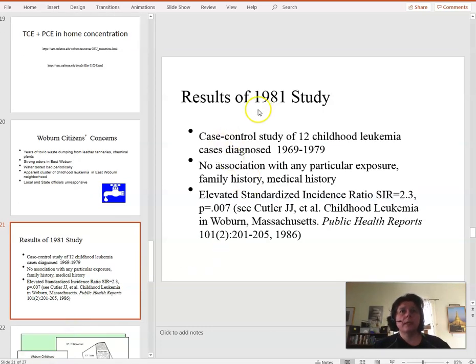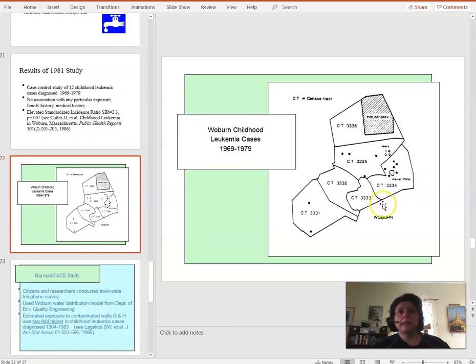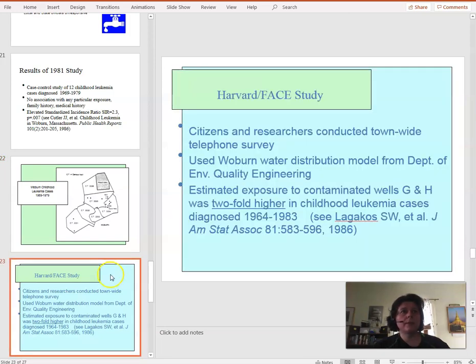So the results from the 1981 study looked at this town and said, yeah, there were about 12 cases of childhood leukemia that were diagnosed. There was no family history for those 12 cases, and then this statistically showed that there was a cancer cluster in the town, which is actually really hard to prove. They looked at the city again, and they said this is where most of the clusters occurred, and this was the highest probability of the clusters.